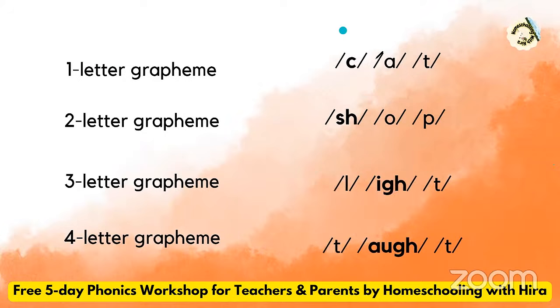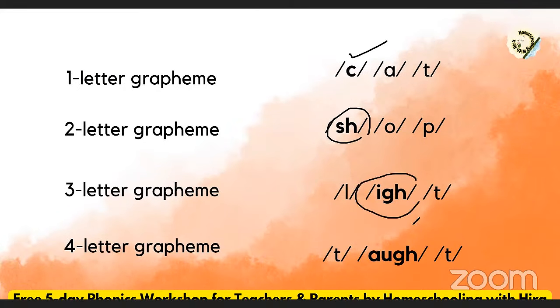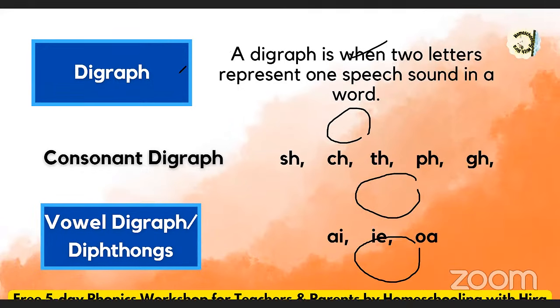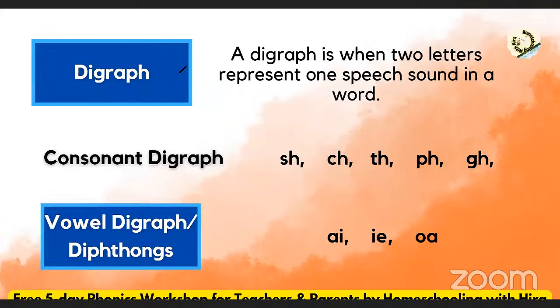Here, 1-letter grapheme, 2-letter grapheme, 3-letter grapheme, and 4-letter grapheme. AUGH together is making the O sound. Okay? So this is a single sound, but it is written with 4 letters. Somebody is asking for the syllables. It's coming right after these. And don't you worry, every day's recording, every day's video will be there for 24 hours. So if you want to watch this again before tomorrow's class, you can watch it again.